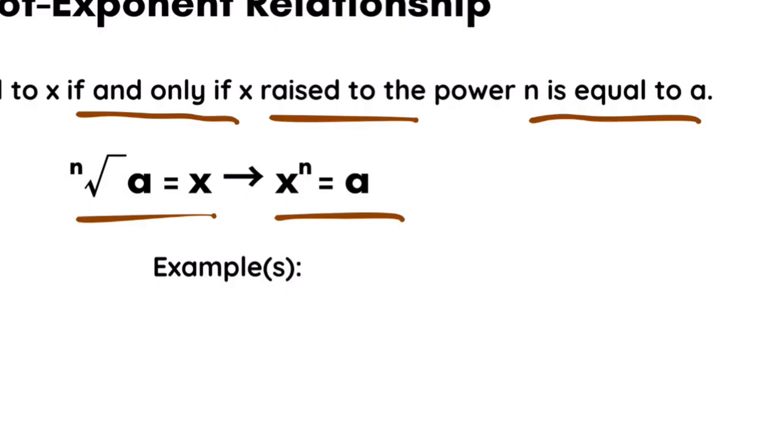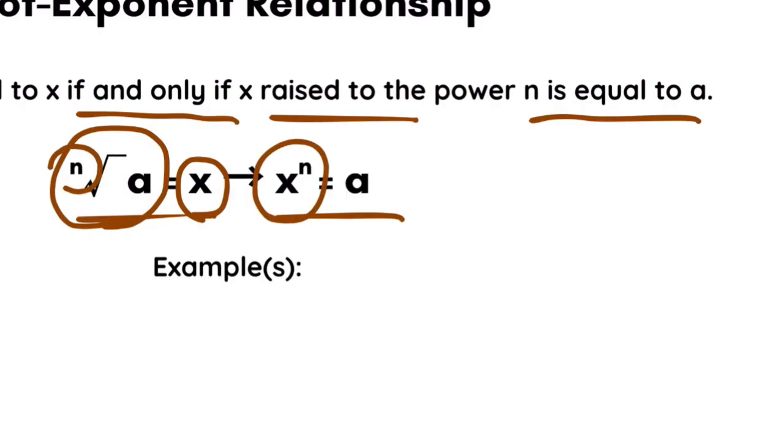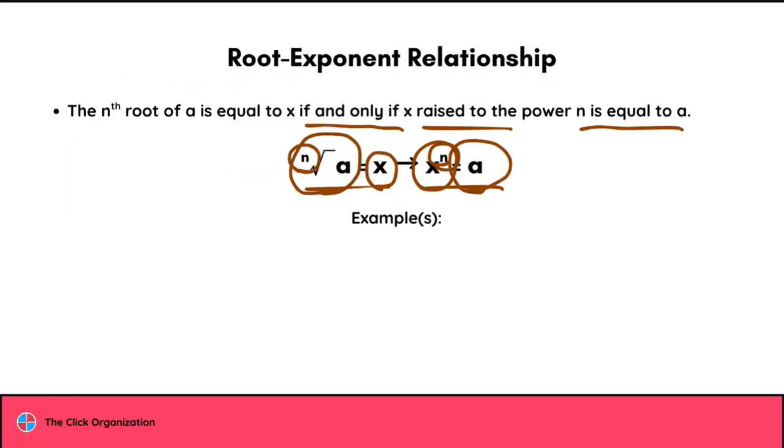So if we have the nth root of a number a, and that is equal to x, we can say that x to the power of n, which is our root and it becomes our power, is equal to a. Only that. If that's not true for the case, then the relationship or the operation is completely false.